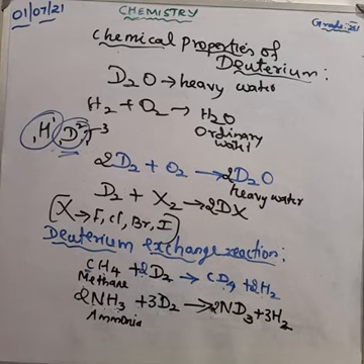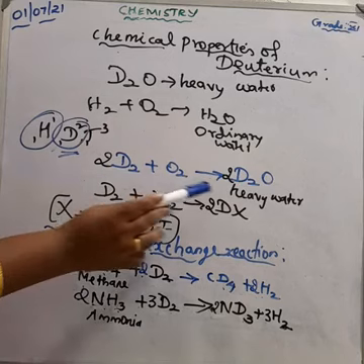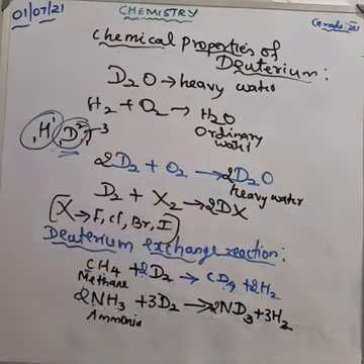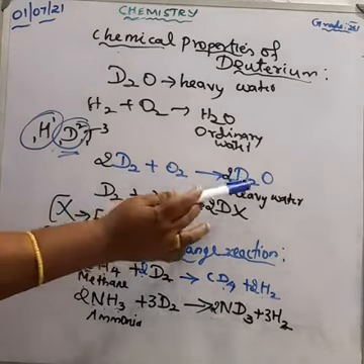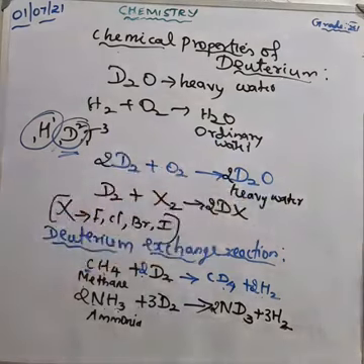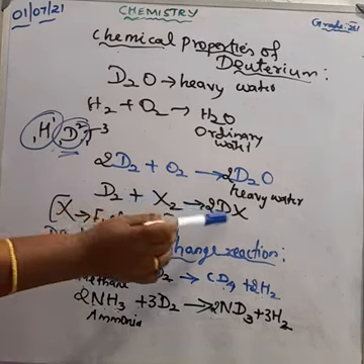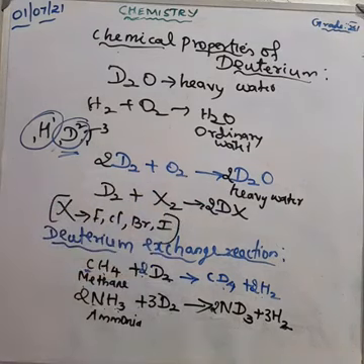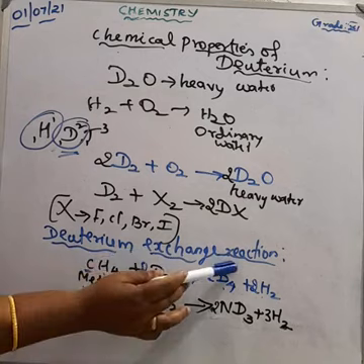What are the chemical properties of deuterium? First, when deuterium combines with oxygen it forms deuterium oxide, D2O, which we call heavy water. Second, when deuterium combines with halogens it forms deuterium halides. Another important chemical property is that deuterium can exchange the hydrogen from compounds.